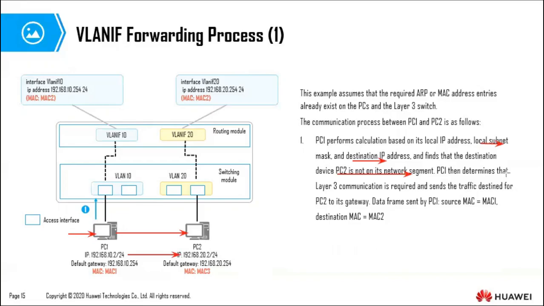So what happens? PC1 then determines that layer 3 communication is required and sends the traffic destined for PC2, meaning the destination IP address is that one, to its gateway, 254. In the data frame sent by PC1, the source MAC address is the MAC address of PC1. The destination MAC address will be the MAC address of the VLANIF interface. Are we together? So that's the very first point: you send it to that interface, then it's taken to the VLANIF interface. Let's move forward and see what happens next.